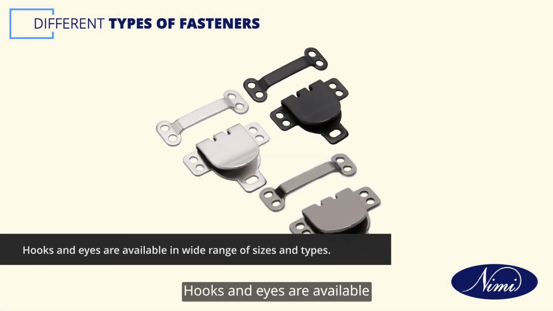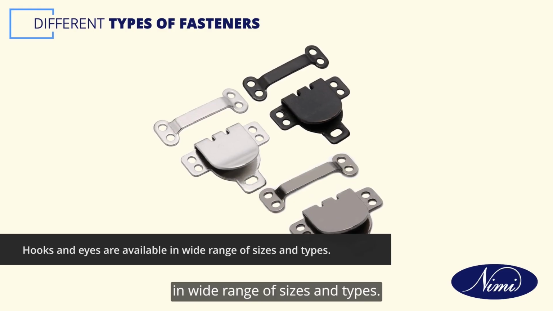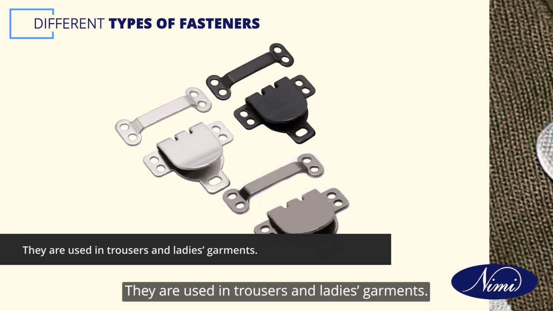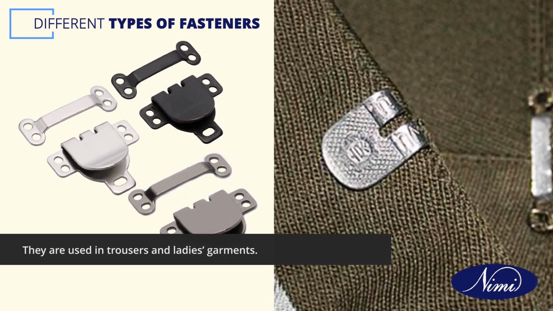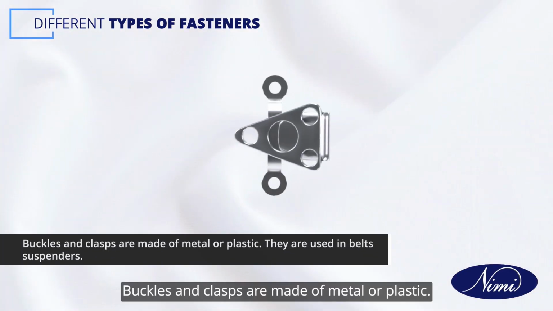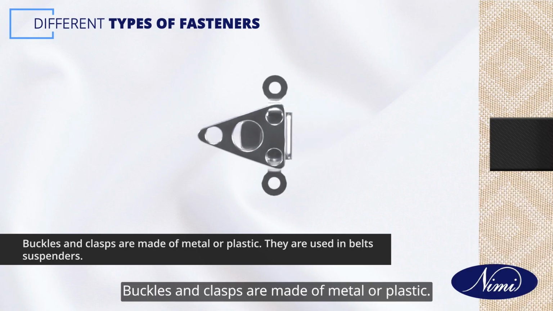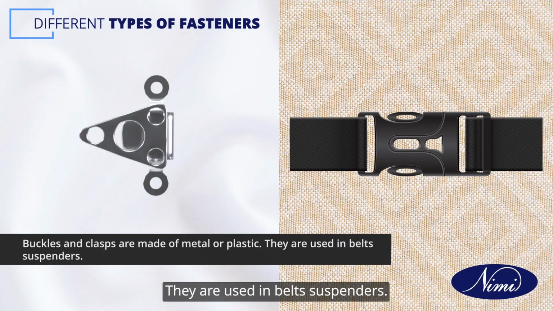Hooks and eyes are available in wide range of sizes and types. They are used in trousers and ladies' garments. Buckles and clasps are made of metal or plastic. They are used in belts, suspenders.